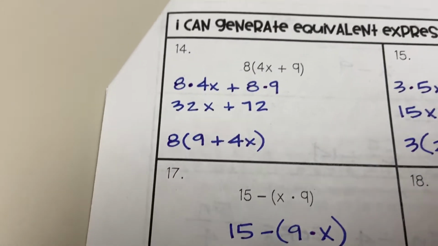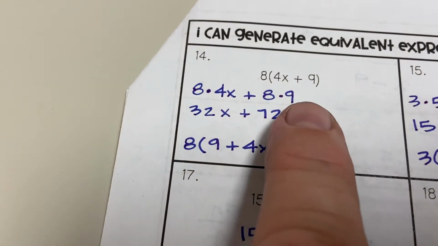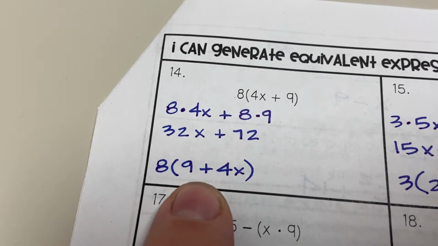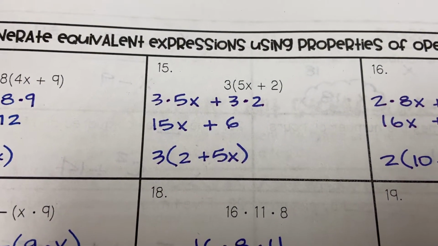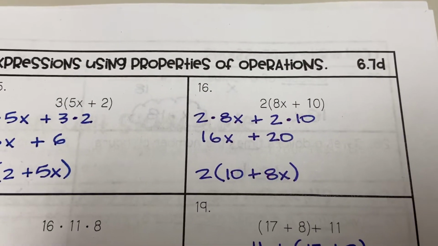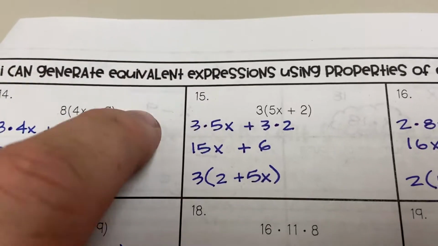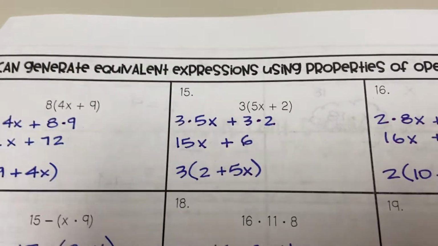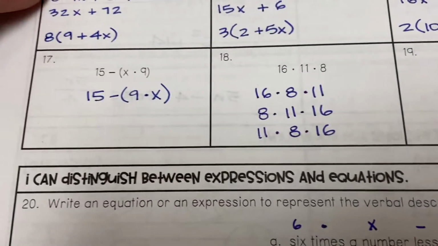You could also simply just move the two things being added around inside the parentheses, and that would be the commutative property. So on 14 and then on 15 and then on 16, you could have used the distributive property or the commutative property to generate some type of equivalent expression. And it didn't tell you exactly which property to use, so any of them would have worked.